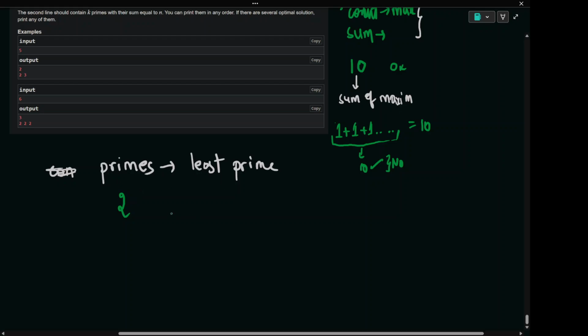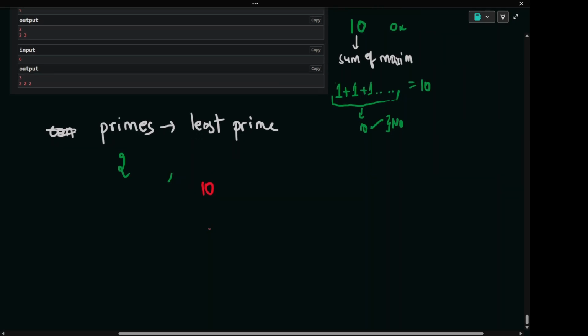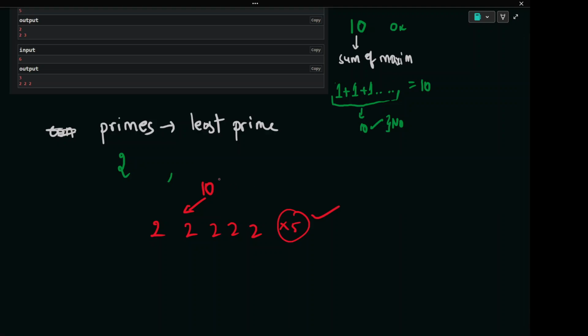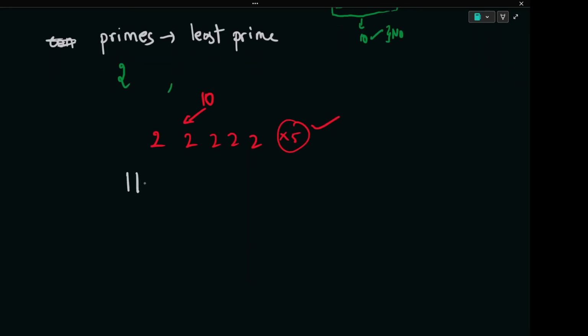Okay, so we took 2. Now let's say we want to represent 10. How would you write 10 with the maximum number of prime numbers? 2, five times, correct? But what if I ask you to represent 11 in the same manner? Can you represent 11 with only 2's? You can't, right?